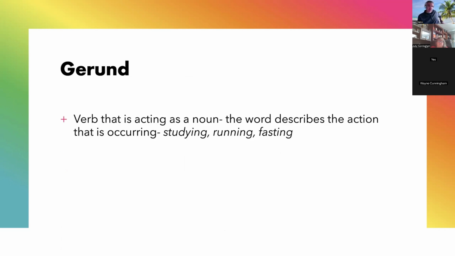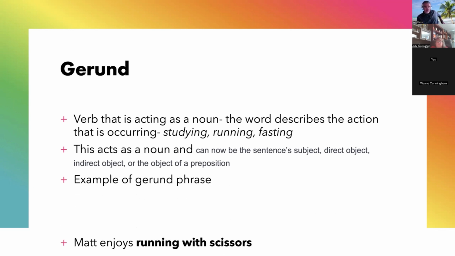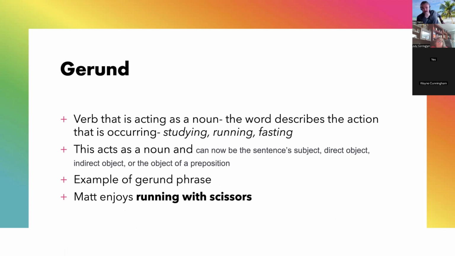Next, we have this little guy. It's a gerund. It's a verb acting as a noun. The word describes the action that is occurring: studying, running, fasting. It acts as a noun and can be used as a sentence subject, direct object, indirect object, or the object of a preposition. So some examples: Matt enjoys running with scissors. So what does Matt enjoy? Running with scissors. So it's acting as a noun in that sentence.